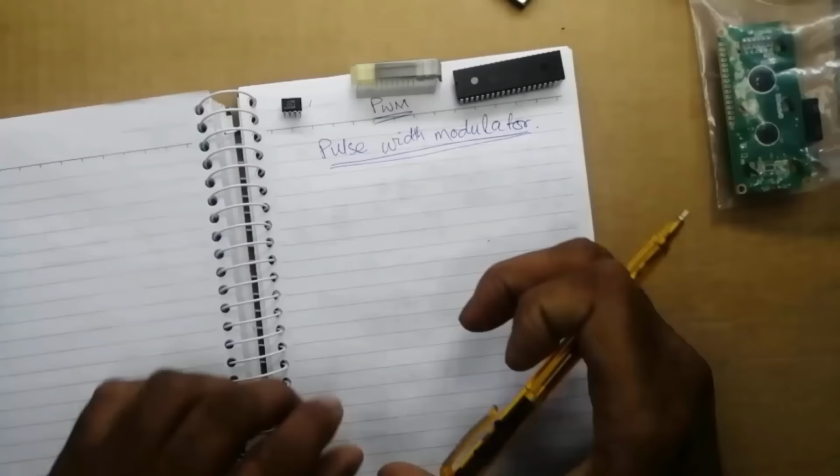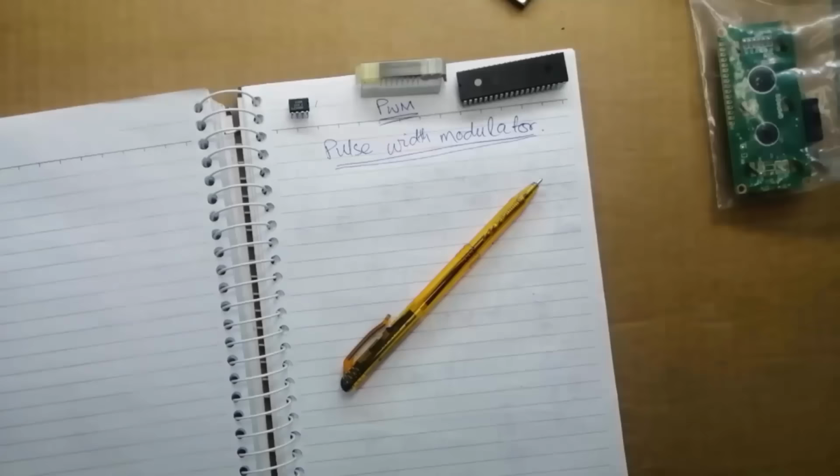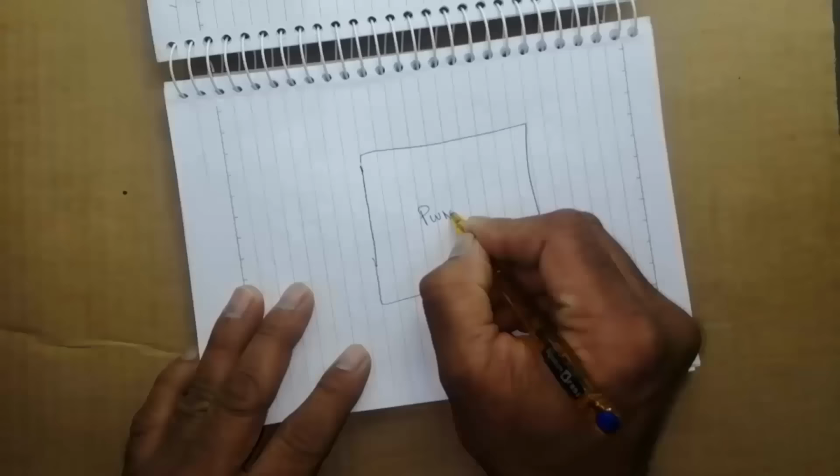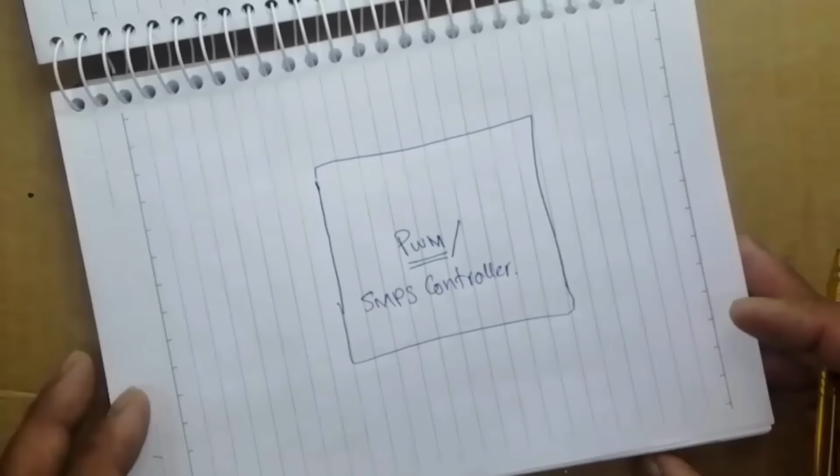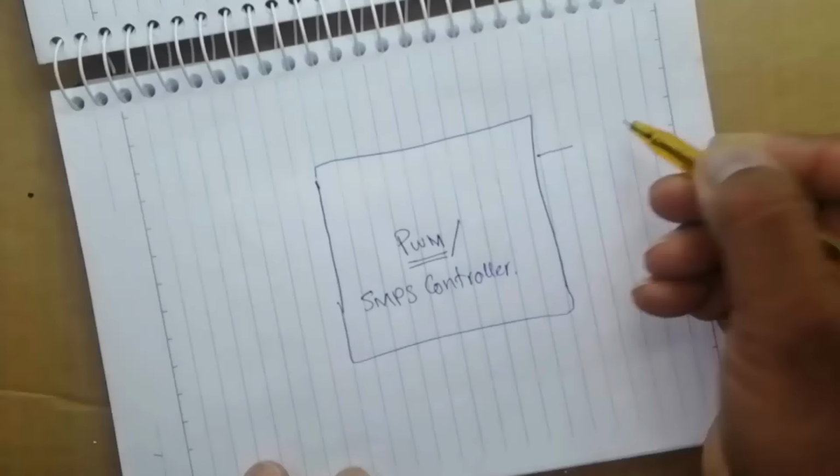To understand PWM, I will say it is a computerized brain. It works like a human brain. How? Pulse width modulator, we can say SMPS controller. Actually, it works like a brain, like a computer. What is the output? I will start from the output.